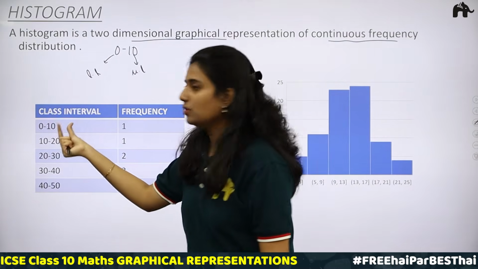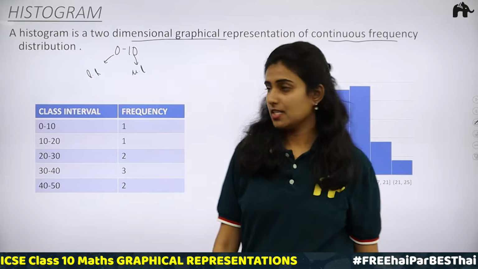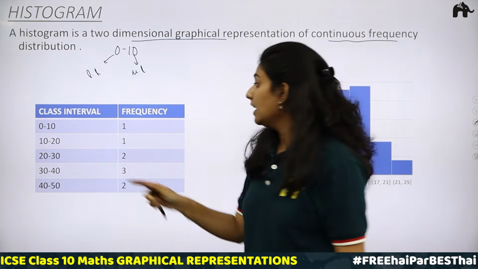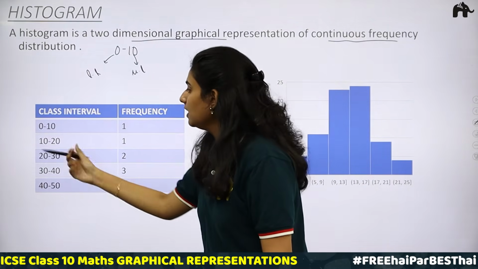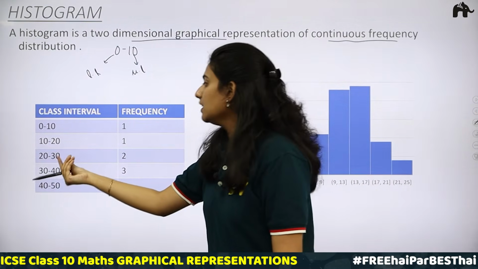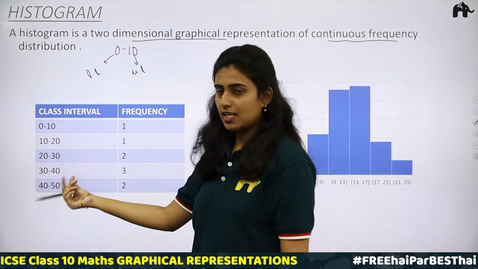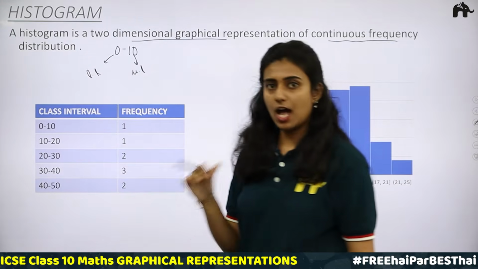Okay, in the 0 to 10 interval, 0 is the lower limit and 10 is the upper limit. Next interval, 10 to 20, which is the lower limit? Yes, 10 is the lower limit and 20 is the upper limit. Next, 20 to 30, 20 is the lower limit, 30 is the upper limit. 30 to 40, 30 lower limit, 40 upper limit. 40 to 50, 40 is the lower limit and 50 is the upper limit.